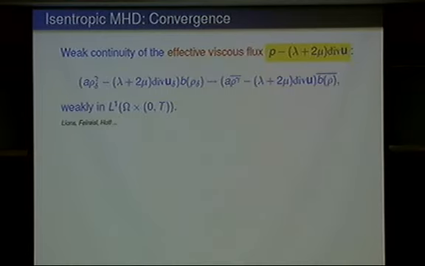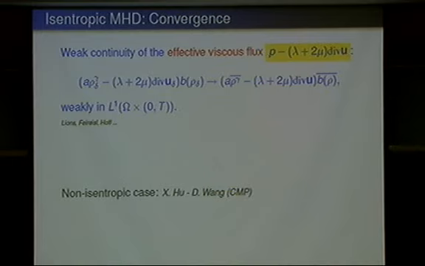And to pass the limit, there is one important technique here. You need to show that this is effective viscous flux. You need to show that this one is actually converging weakly in this space. Of course, this has been used by many people in other things. So this is one of the things you need to show, and then you can pass the limit and get the global existence of these solutions.